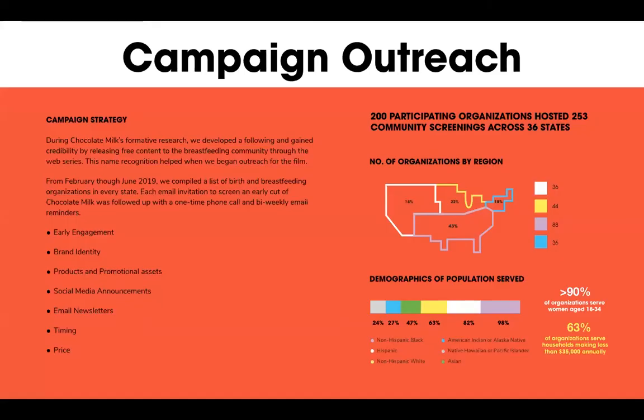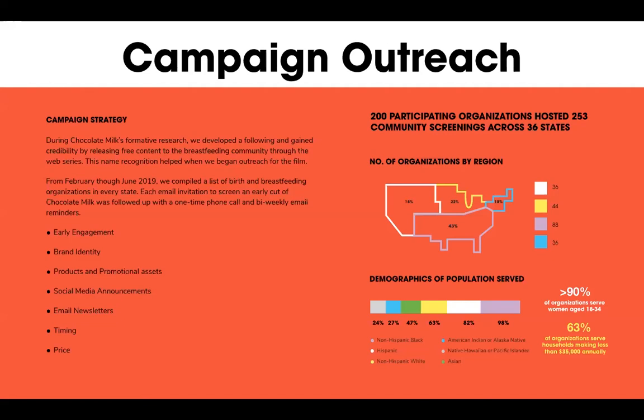Next chapter, campaign outreach. Campaign strategy. So the strategy for Chocolate Milk started with formative research. And in that process, we developed a following and gained credibility by releasing the web series to the community for free. And this name recognition that the web series gained helped us when we reached out to organizations about hosting the film. And so from February through June 2019, we compiled a list of birth and breastfeeding organizations in every single state. And each email invitation to screen an early cut of Chocolate Milk was followed up with a one-time phone call and biweekly email reminders.